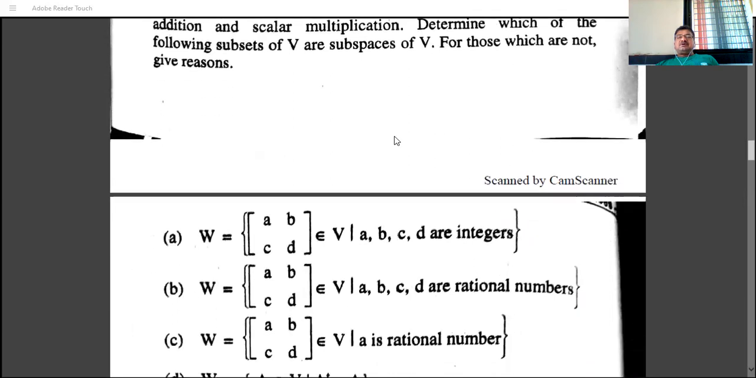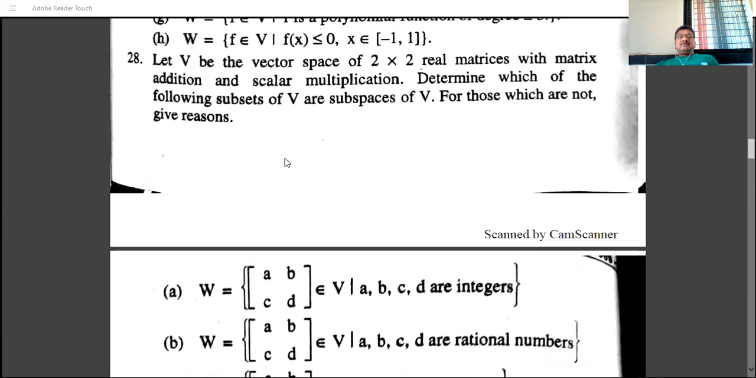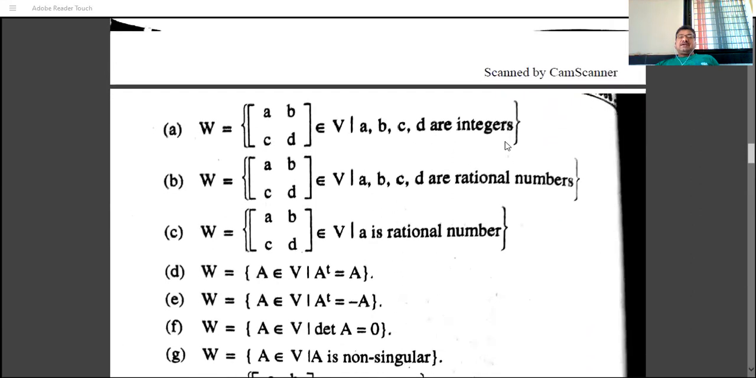2 by 2 matrices, set of 2 by 2 matrices. This 27: V is the set of functions defined on the domain -1 to 1, that is, a, b replaced by -1 and 1, and V is a vector space of 2 by 2 real matrices, with the usual scalar multiplication and addition as the operations. So W is this set, a, b, c, d are integers. a, b, c, d are integers. This is not true for scalar multiplication. Already the answer is given.